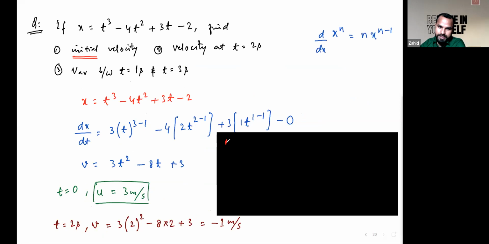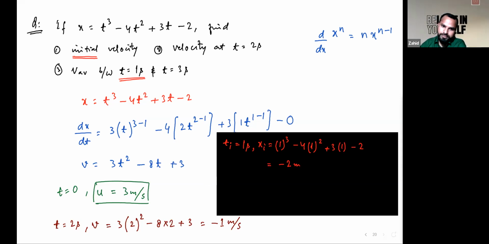So let's say t initial in this expression is 1 second. So just find x initial from here. It will be 1 cubed minus 4 times 1 squared plus 3 times 1 minus 2. So on simplifying, it will be 1 minus 4 plus 3 minus 2. So it will be just -2 meters.